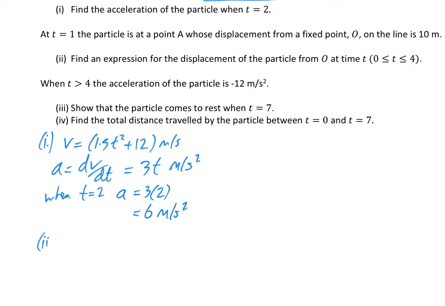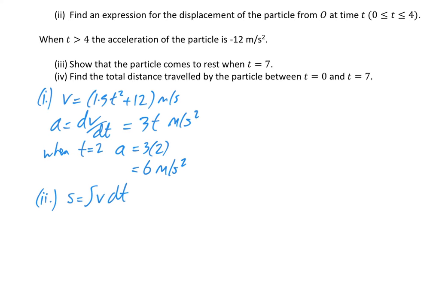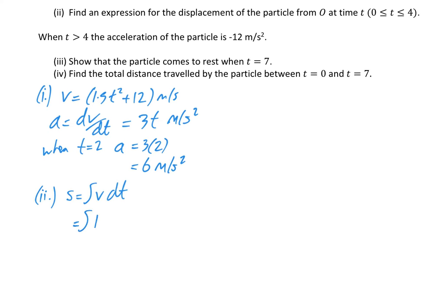Okay, part 2 says find an expression for the displacement. So displacement is going to be your velocity integrated. So that means we're going to be integrating 1.5 t squared plus 12 with respect to t, which is just going to give you 0.5 t cubed plus 12t plus your constant of integration. That's what your s is.